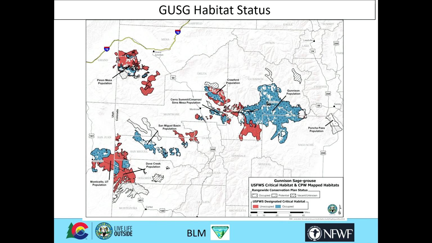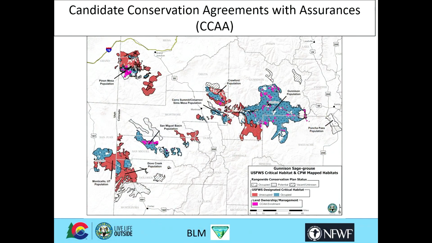So you've seen this map before. It's the entire range of the Gunnison sage grouse with Fish and Wildlife Service critical habitat. And one of the programs that was available on private lands is candidate conservation agreements with assurances. And that was something that Brandon kind of brought up dealing with these subsidies. And we have a number of those enrolled in the program across the range. They're in the pink polygons here. And this plan is a Fish and Wildlife Service plan.